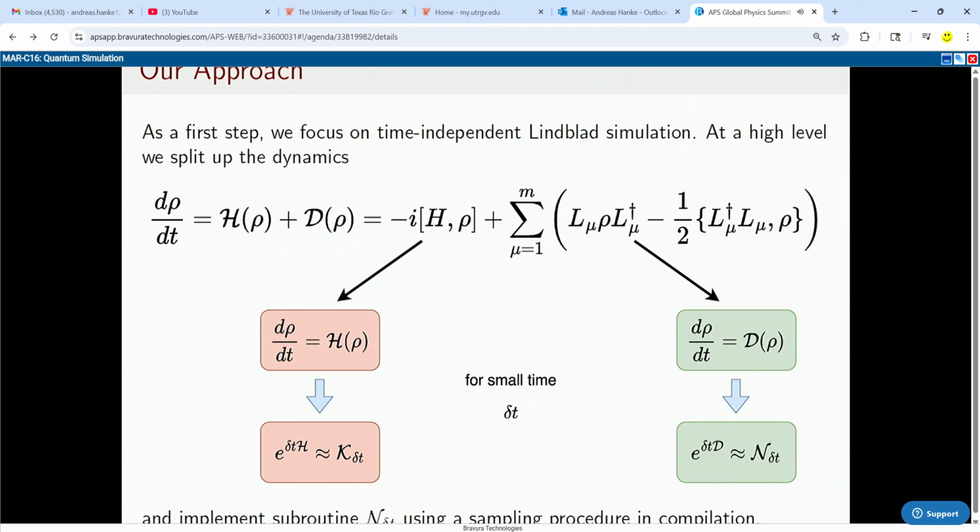So at a high level, our approach is that we basically just split up this Lindbladian superoperator into its von Neumann equation component and its dissipative component. And then for a small time delta t, we create two different subroutines. One subroutine to approximate the closed system dynamics, and another subroutine to approximate the dissipative dynamics for a small time delta t. And this dissipative dynamics portion has the classical randomness baked into it. And so in order to implement this, we implement the dissipative simulation subroutine using a simple sampling procedure that we perform in the compilation of our quantum circuits.